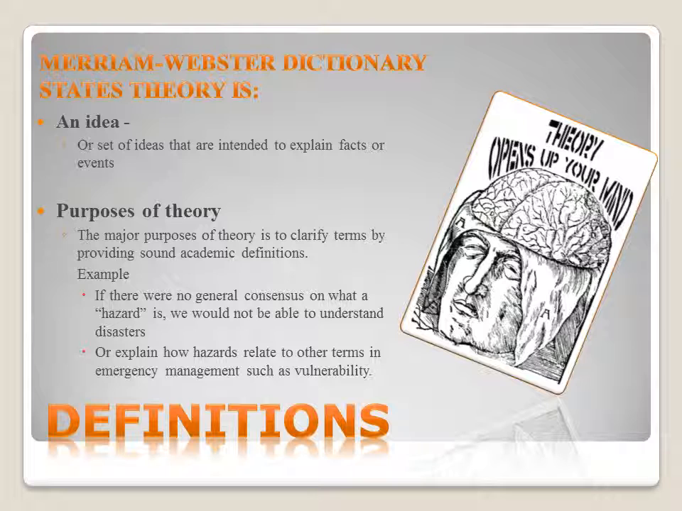An example of this is if there were no general consensus on what a hazard is, we would not be able to understand disasters nor explain how hazards relate to other terms in emergency management, such as vulnerability. There are also multiple meanings of theory. One meaning of theory relates to the entire body of knowledge available in the given discipline.